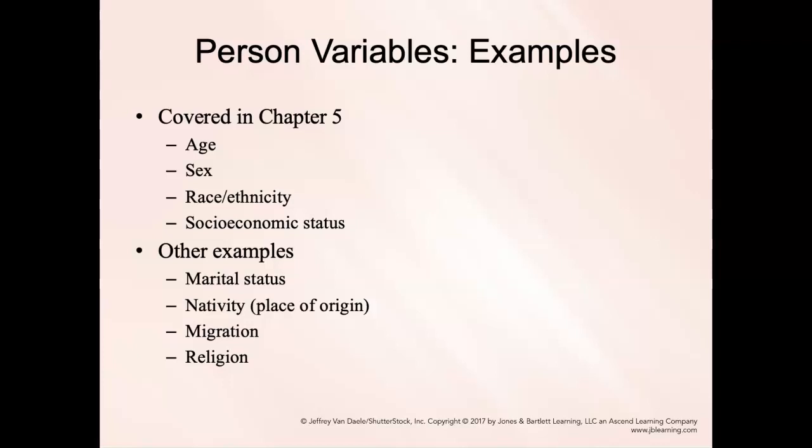There are many other examples of person variables that exist, things like marital status, nativity, so your place of origin, your migration status, and religion. We're going to briefly talk about some of these variables here that are also covered in your textbook.